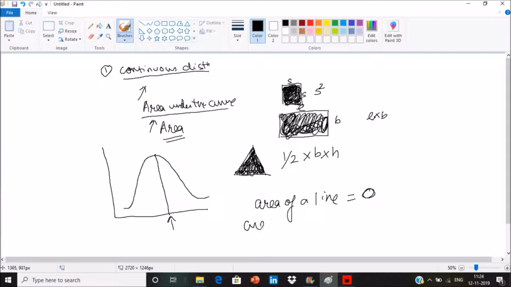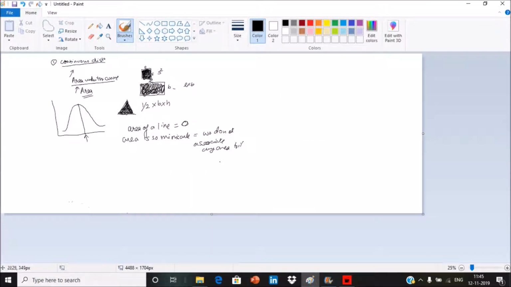The area is so minuscule that we do not associate any area to it. So in a continuous distribution, the area is the probability, and hence there is no probability for exact events, right?